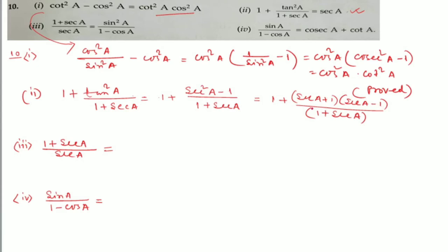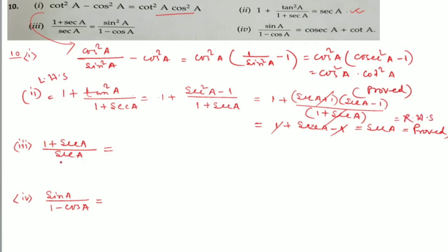Okay, so here you can see sec A plus 1 in the denominator, and here it is also 1 plus sec A, which means sec A plus 1. So this one will be crossed out, and we can write it as 1 plus sec A minus 1, and it is sec A. So it is proved. You may write it as left hand side equal to right hand side.